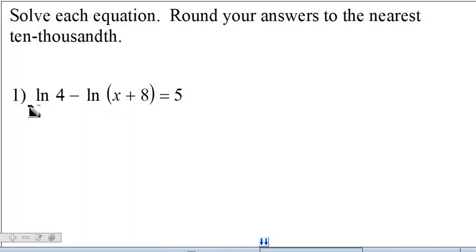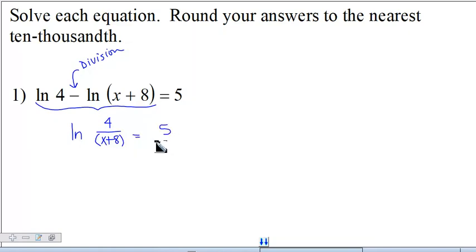Anytime we see two logarithms on the same side of a problem, we want to put these together into a single logarithm. And we can do this by focusing on what is happening in between these logarithms. If they are subtracted, we're going to turn this into a division problem. So I'll rewrite this as the natural log of 4 divided by x plus 8. Now that I have a single logarithm equal to a number, I can use the loop to solve.